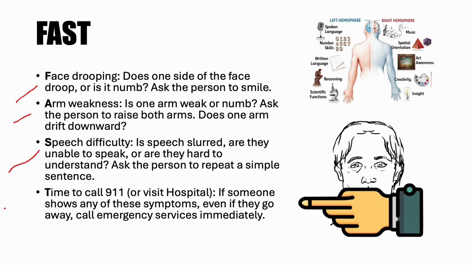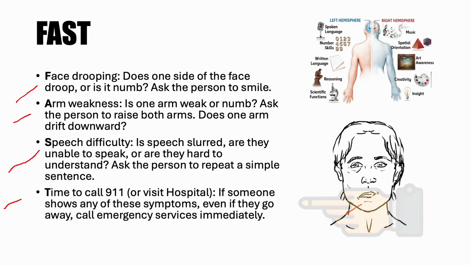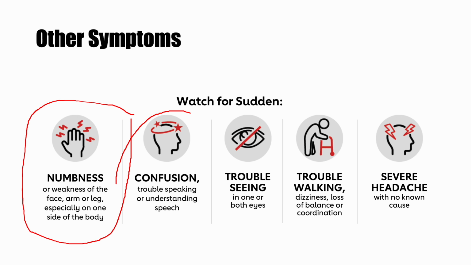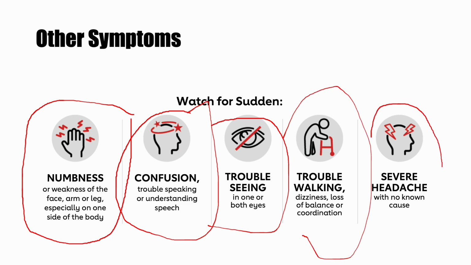If you see these possibilities, what is our response? We have to take the person to the emergency services. In US and some other countries, the emergency services number could be 911. You have to take the person immediately to the hospital for the emergency services. There are some other symptoms: numbness or weakness of the face, arm or leg, especially on one side of the body. Confusion, we discussed earlier. Trouble speaking or understanding speech. Trouble seeing in one or both eyes. Trouble in walking. Severe headache without any cause.